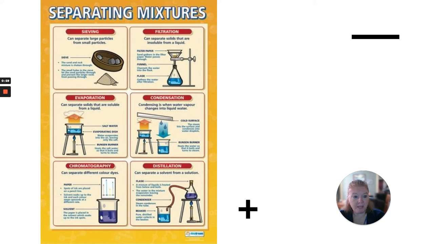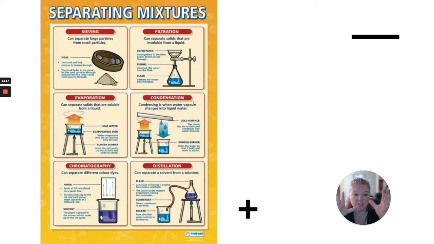Chromatography is mostly for pigments, and it separates based on molecular polarity, which has to do with the attraction for the paper or the solvent, and also based on particle size, right? So it separates based on a few things. So those are ways to separate mixtures.